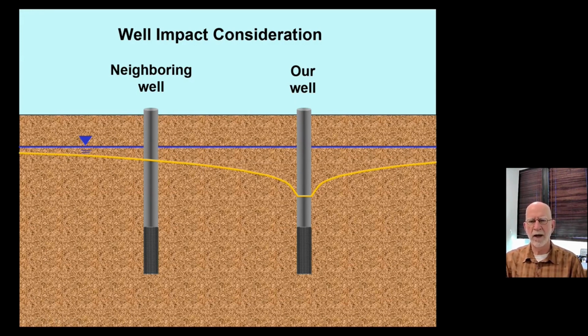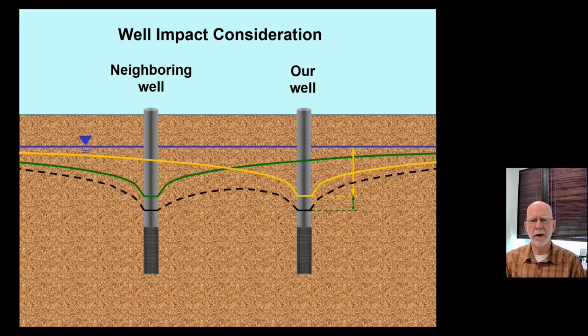we pump our well and we cause a drawdown, that's shown in the yellow arrow there, then we also cause a little bit of a drawdown on our neighbor's well. And when they pump their well, they also cause a little drawdown on us, shown by that green arrow there. But when we pump both wells at the same time, those two drawdowns are additive. So it'd be more like the black line, not the yellow and not the green. And so we need to consider this for future operation of our well.